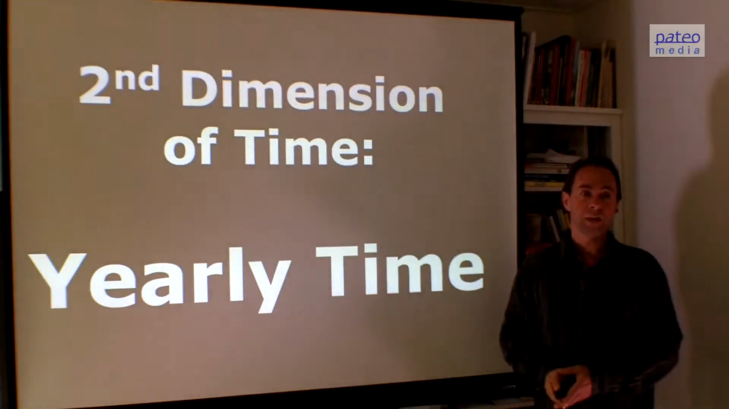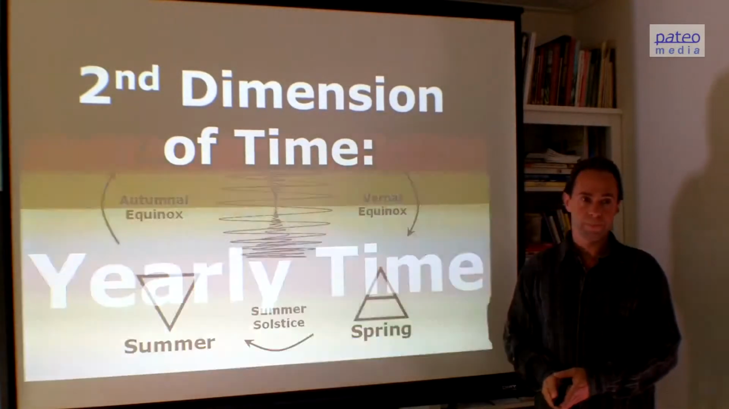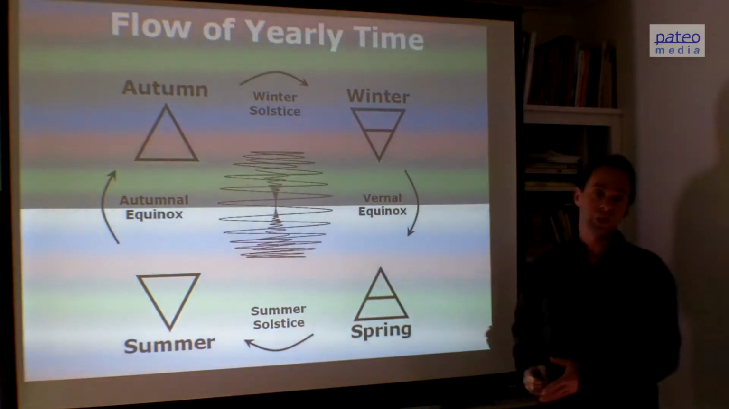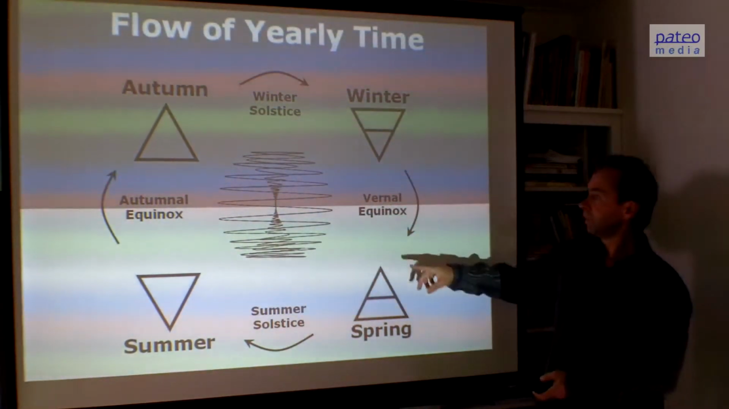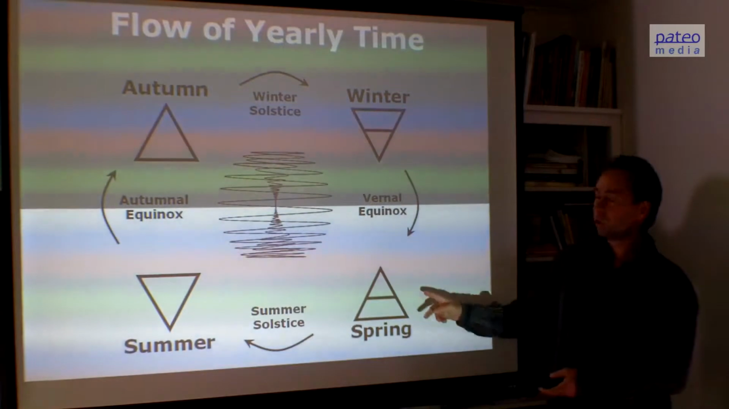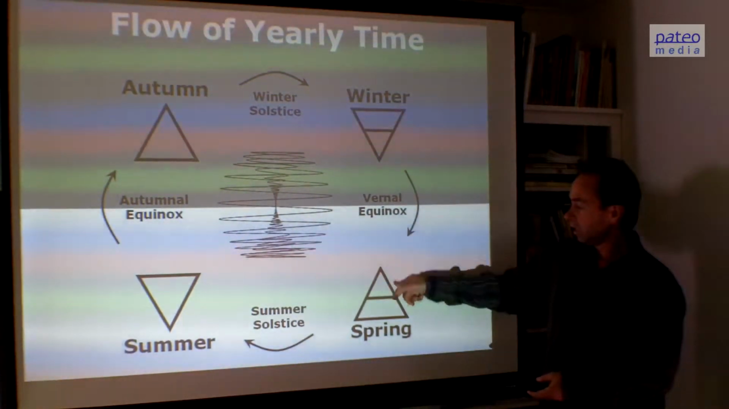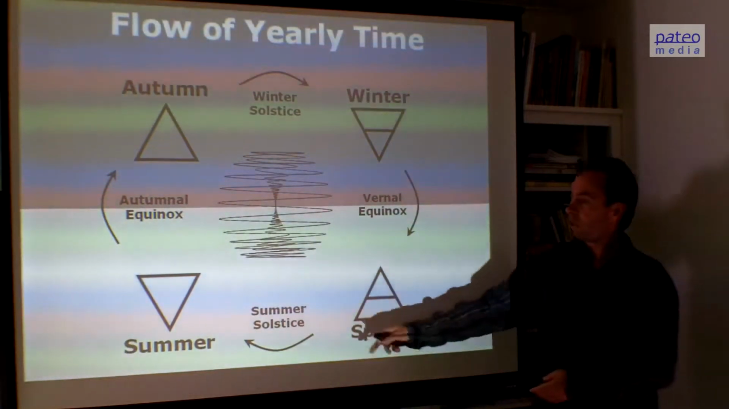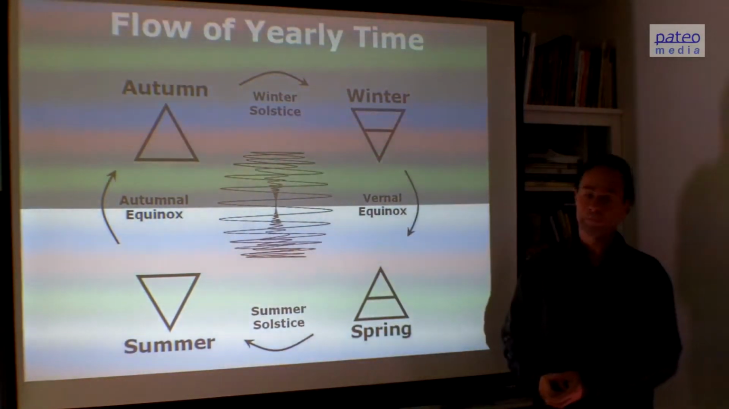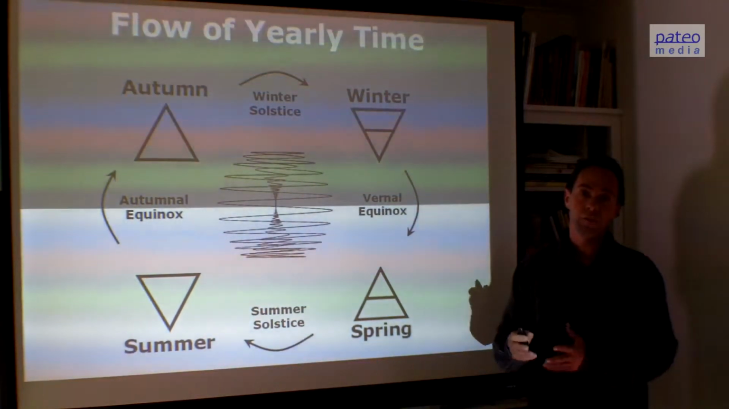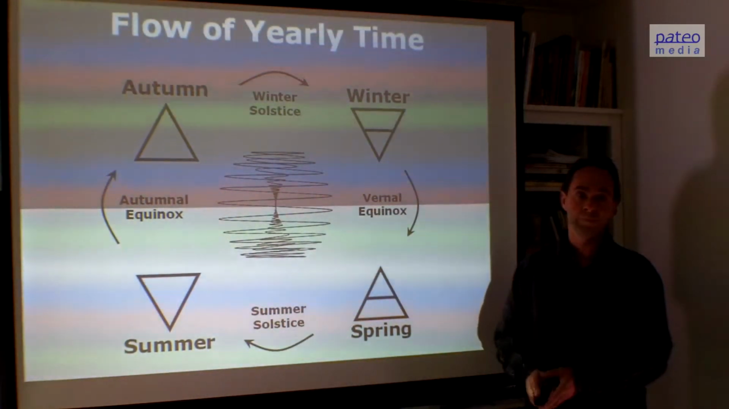Now let us look at the second dimension of time, yearly time. Also in yearly time we find the same 4 divisions. We have winter, then the moment of the vernal equinox, the start of that, we go through this 0 point in the middle of the apple, and then we're in the spring. Then we go to the summer, and then we go to autumn. It's the same as in the daily time, but now it takes more than 365 times longer.